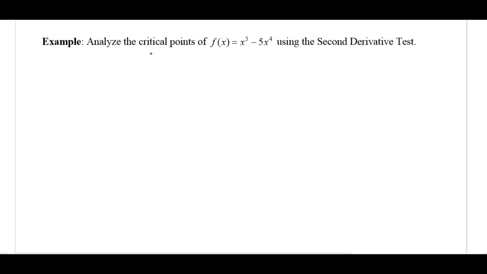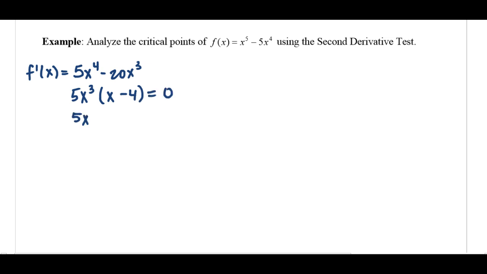All right, in this next example, analyze the critical points of f of x equals x to the fifth minus 5x to the fourth using the second derivative test. All right, so we need to find the critical points, so I need the first derivative, so 5x to the fourth minus 20x cubed, and I'll need to set this equal to 0. So I'm going to go ahead and factor out 5x cubed, and what I'll be left with is x minus 4. And I'm going to set this equal to 0. So in other words, 5x cubed equals 0, x minus 4 equals 0. So x equals 0 and x equals 4 are my critical points.